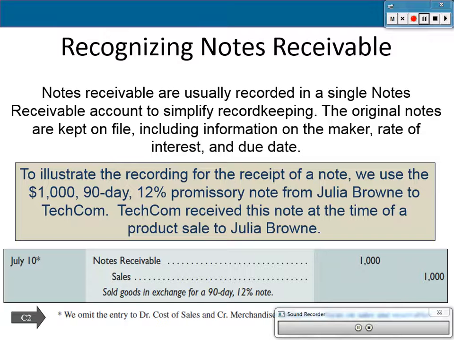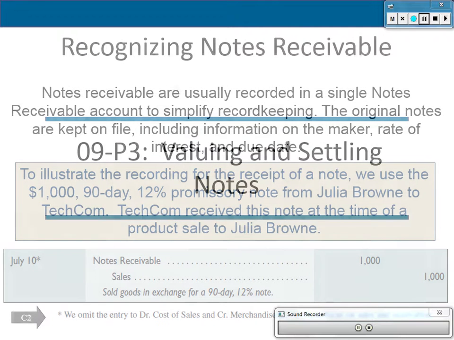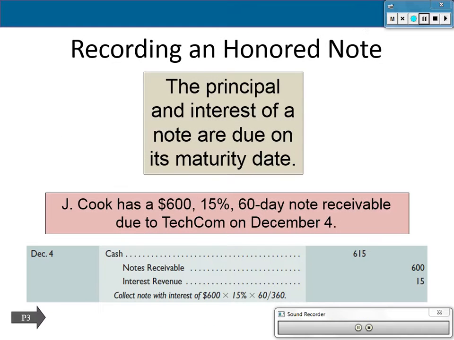We debit notes receivable for 1,000 and we credit sales like normal. And then when it's time to pay the note back, at maturity is what we call it, then it's a separate journal entry. So this says recording an honored note. Honored means the customer is paying like they agreed to.